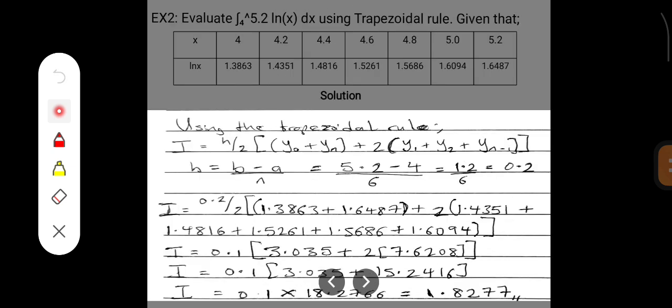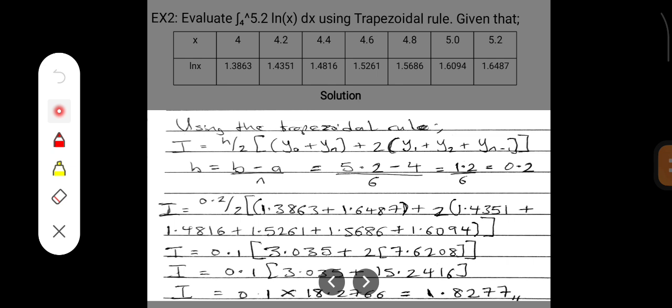For example 2, it says evaluate the definite integral from 4 to 5.2 of the natural logarithm of s ds using the trapezoidal rule, given that. So here we have been given our table of values for the s and y function. Our s ranges from 4 to 5.2, which is the lower boundary to the upper boundary. Now y is the natural logarithm of s, which means when s equals 4, the natural logarithm of 4 is equal to 1.3863, until we get to 5.2. You can confirm that using your calculator.